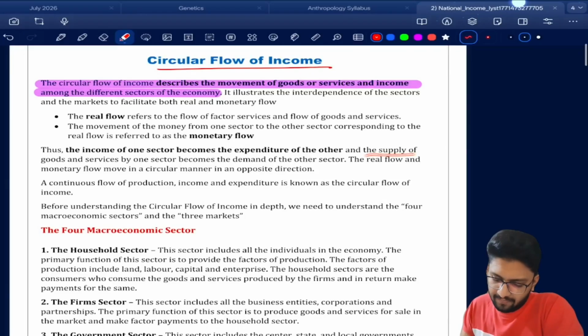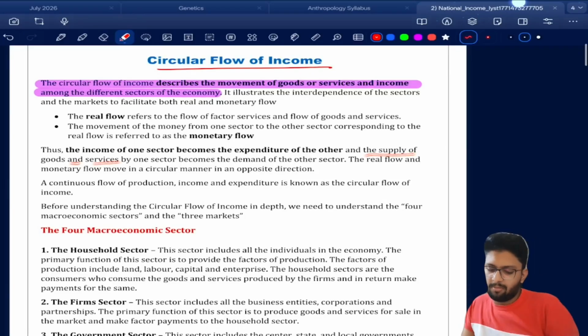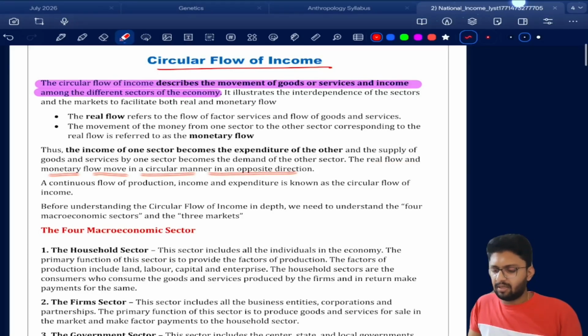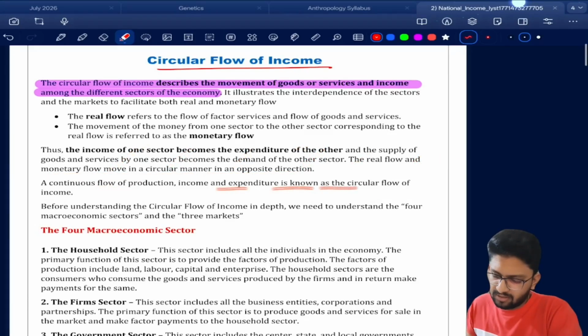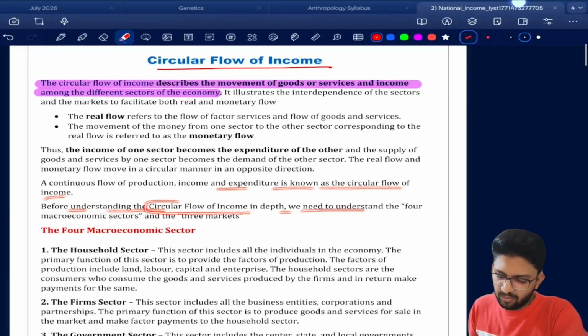The income of one sector becomes the expenditure of the other. The supply of goods and services by one sector becomes the demand for the other sector. The real flow and monetary flow move in a circular manner in opposite directions. The continuous flow of production, income and expenditure is known as circular flow of income. Before understanding circular flow of income in depth, we need to understand the four macroeconomic sectors and the three markets.